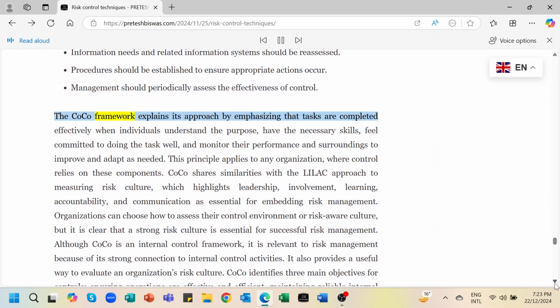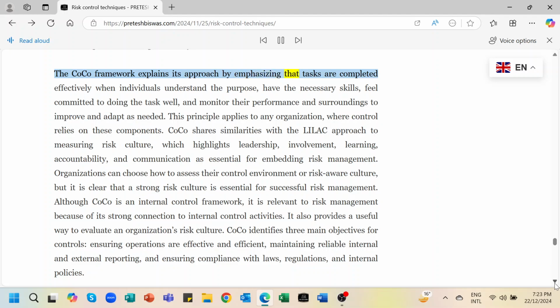The COCO framework explains its approach by emphasizing that tasks are completed effectively when individuals understand the purpose, have the necessary skills, feel committed to doing the task well, and monitor their performance and surroundings to improve and adapt as needed. This principle applies to any organization where control relies on these components. COCO shares similarities with the LILAC approach to measuring risk culture, which highlights leadership, involvement, learning, accountability, and communication as essential for embedding risk management.